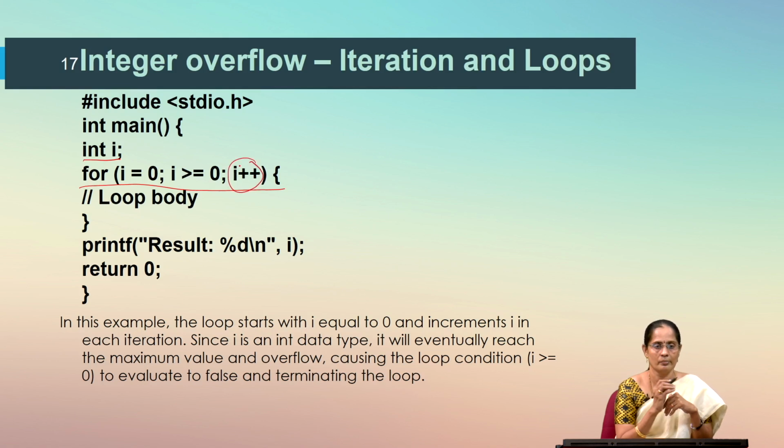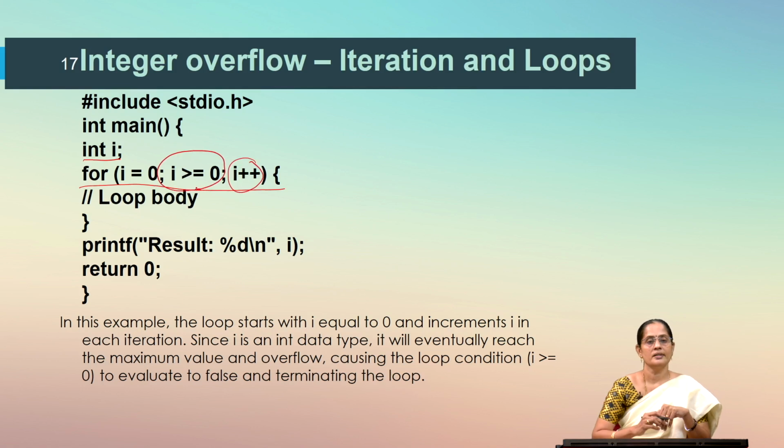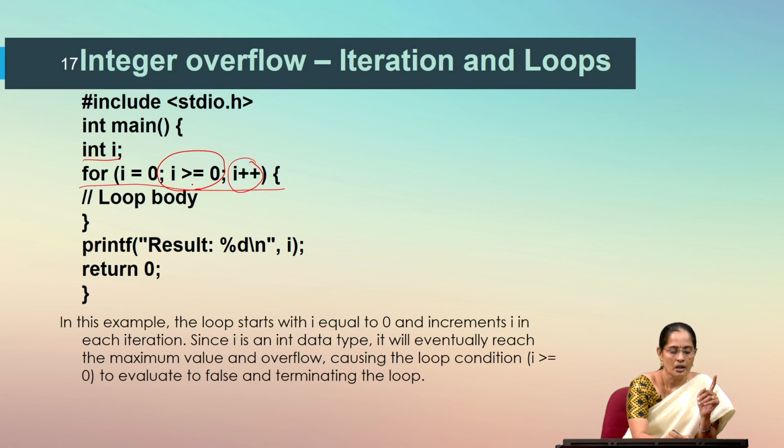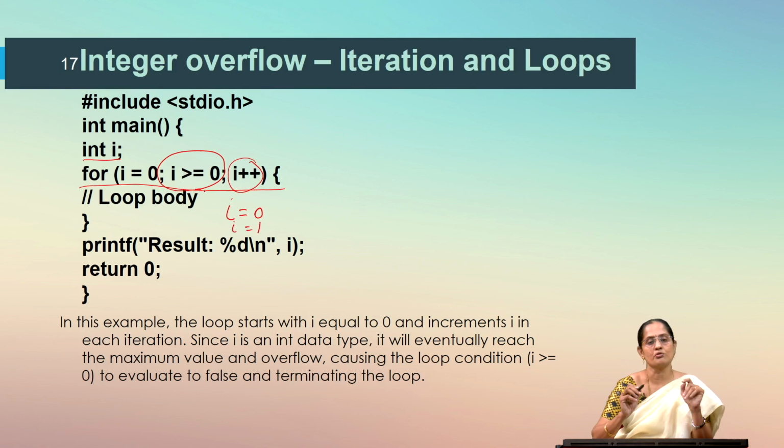i is incremented by 1, and we are checking the condition that i is greater than or equal to 0. Initially i is assigned the value 0. So, for the first time the condition becomes true. So, it executes the loop body and the increment is carried out. When it is incremented, the i value becomes 1. So, we can check that this condition is always true.